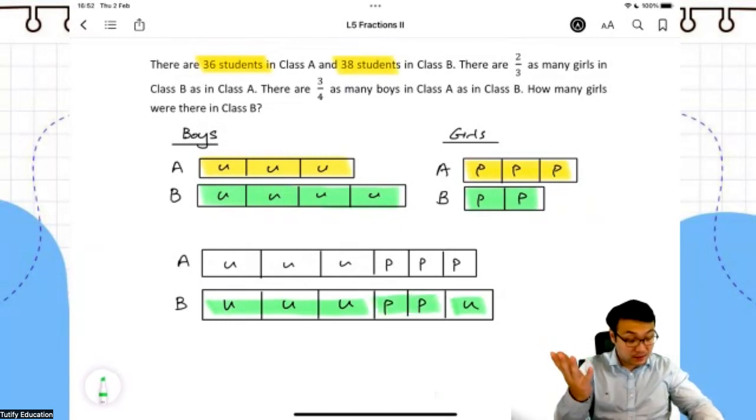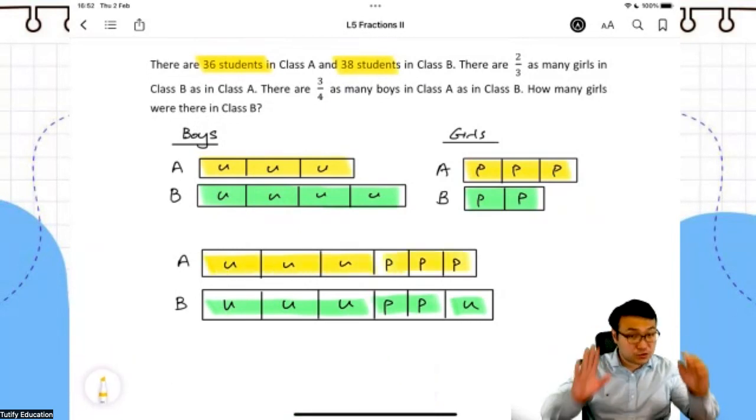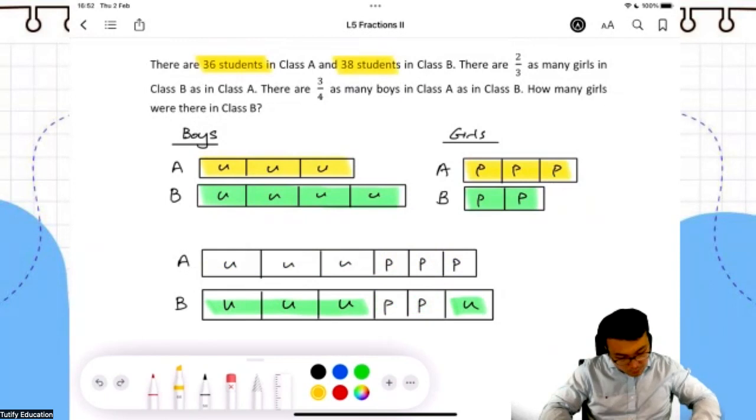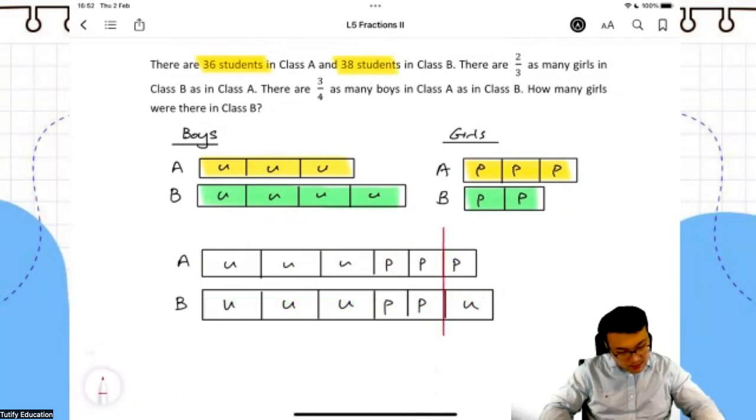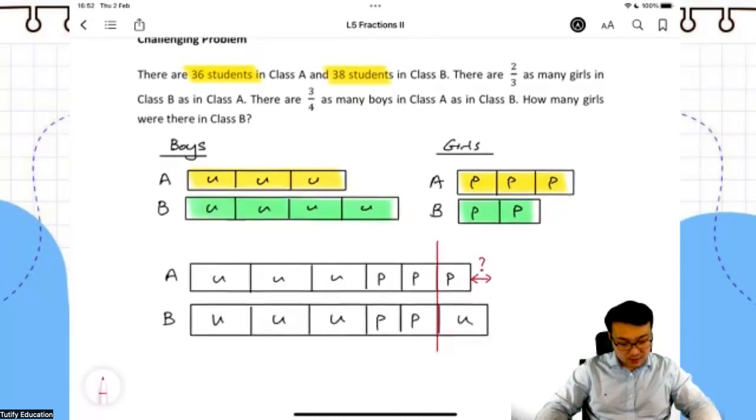That is correct. For class A, I have 3 units and 3 parts. That is also correct. But why am I purposely splitting up the units and the parts? Everybody focus your attention here. What do you notice? You notice that 1 unit is a little bit bigger than 1 part. Everybody, can you tell me what is the value here? What is the difference between 1 unit and 1 part? Type it in the chat group.